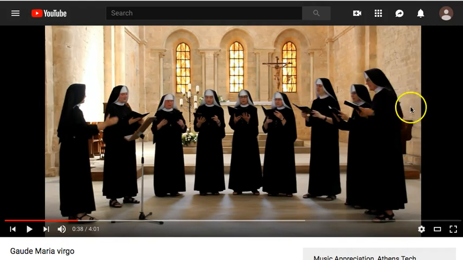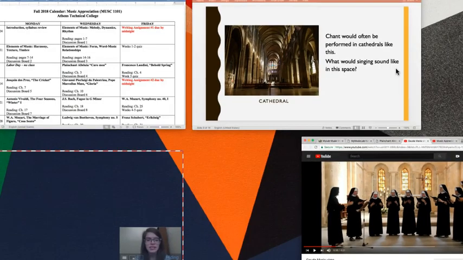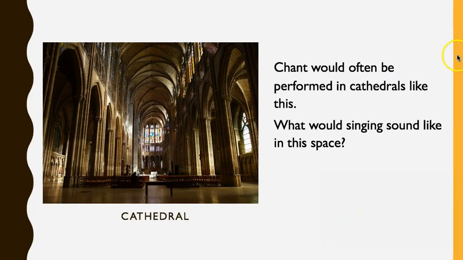Okay, so hopefully you could hear that the resonant space, the echo present in that cathedral actually creates sort of an artificial harmony because their voices start to layer on top of one another. So that's sort of the context you can imagine that the chant we'll study today would have been heard in.